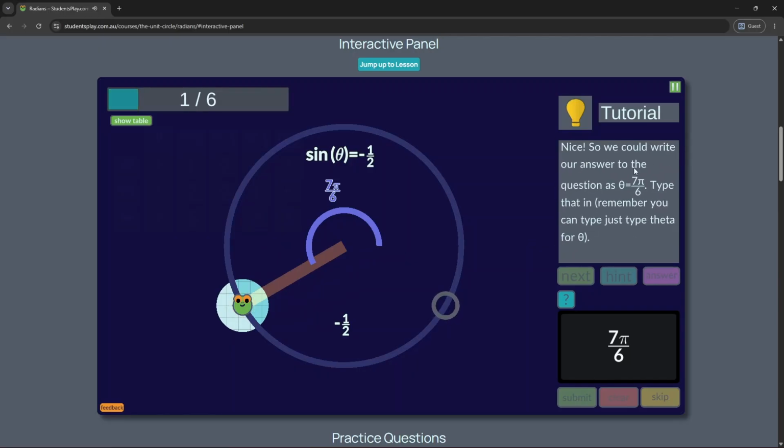Nice. So we can write our answer to the question as theta equals 7 pi on 6. Type that in. Remember, for theta, you just type in the word theta. You could, if you really want to specify, say rad at the end, for radians. Don't do that here, because the computer wants exactly this answer. But if you need to specify in an exam, or your teacher wants you to specify these angles using the actual units of rad, go for it. Sometimes they don't need that because it's assumed, mostly because the pi is in there.